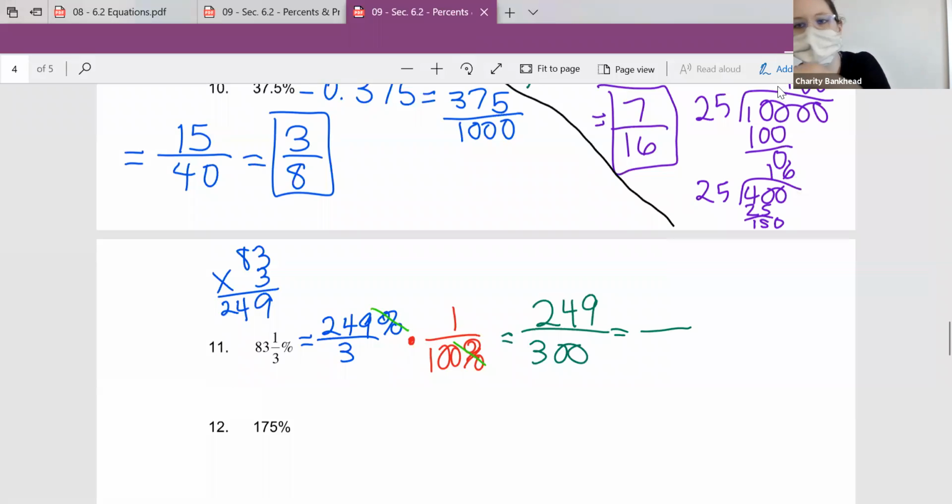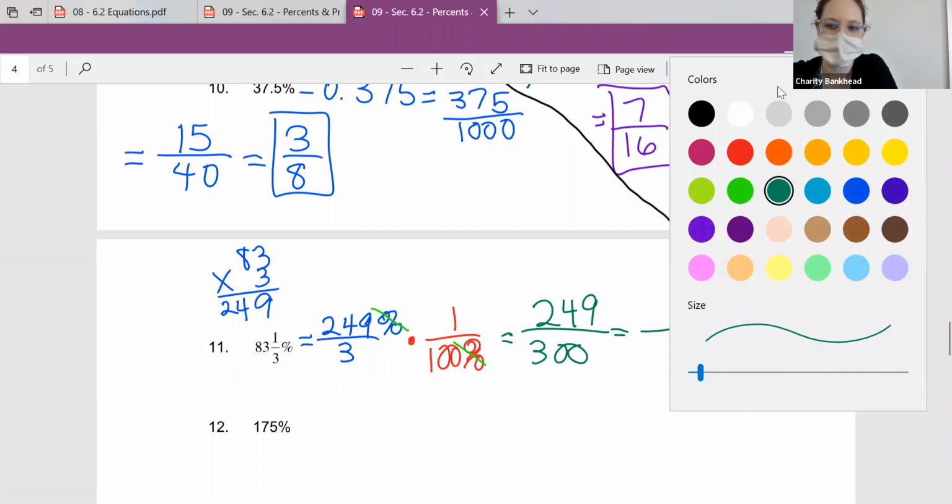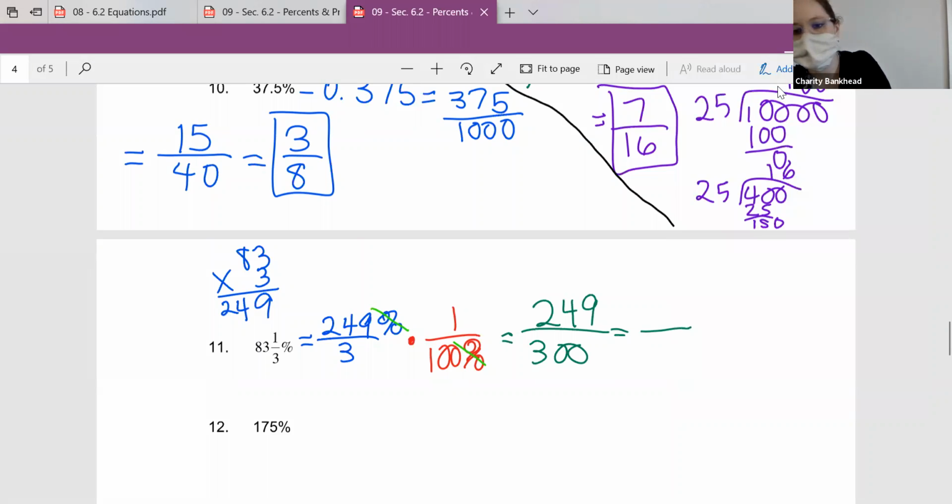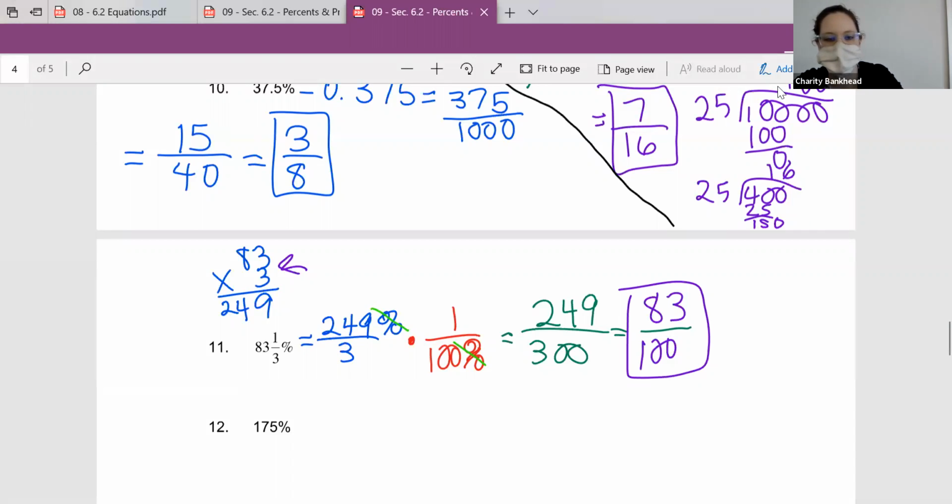So on the bottom, we know that's going to be 100. And on top, oh, well, duh, that's going to be 83. We just did that. So it's going to be 83 over 100. And I don't see any way to reduce that, because the only prime factors of 100 are 2 and 5, and neither 2 nor 5 is going to go into 83. So that's it.